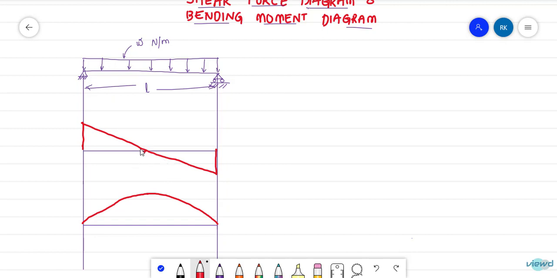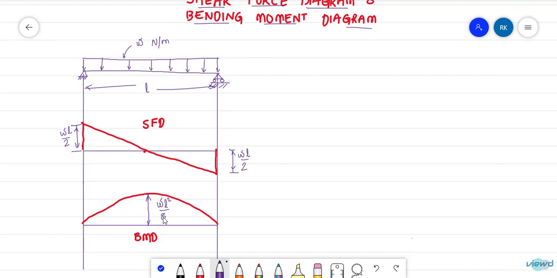So this will be the shear force diagram and this is the bending moment diagram, SFD and BMD. This is W into L by 2. This is W into L by 2. Now the maximum bending moment will be at the center, that is WL square by 8.